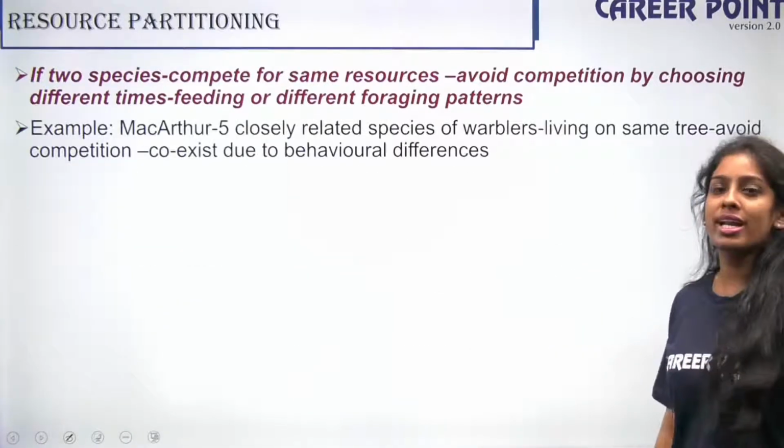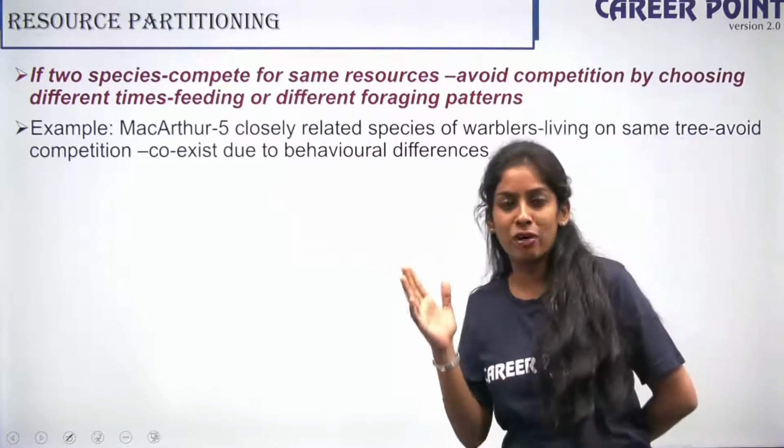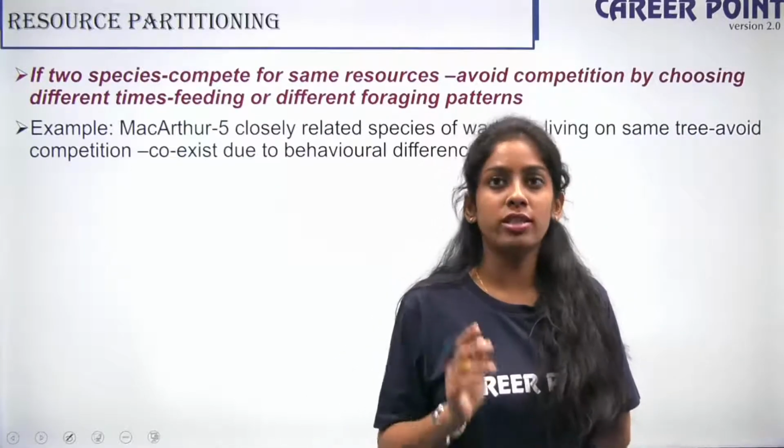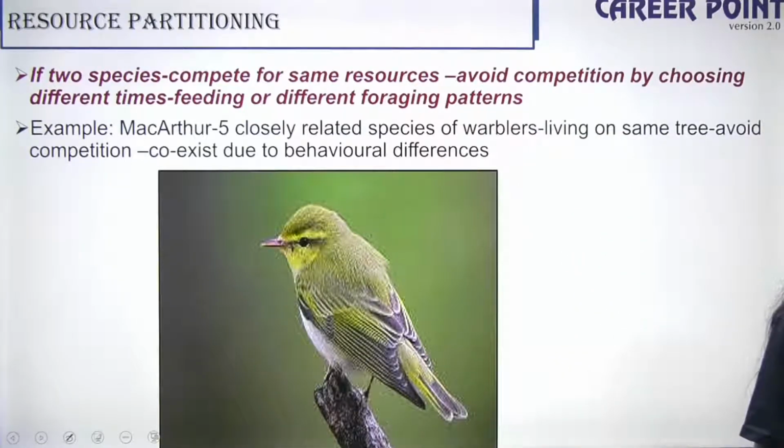So one example that we are talking about is warblers. Warblers are small birds. You have five different types of warblers living on the same tree, but they do not compete with each other and they coexist peacefully. These are those type of birds. All right, is this clear?